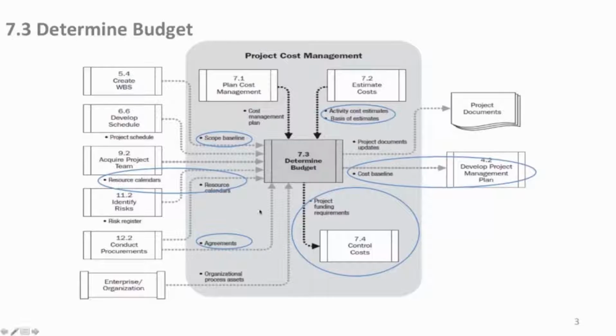The outputs, main outputs obviously is the cost baseline or the project budget. Same words, cost baseline, project budget, and the cost baseline of the budget goes directly into develop project management plan as one of its primary subsidiary plan components, which is along with the schedule baseline and scope baseline, your triple constraint baselines. The other main output from this process are your project funding requirements.